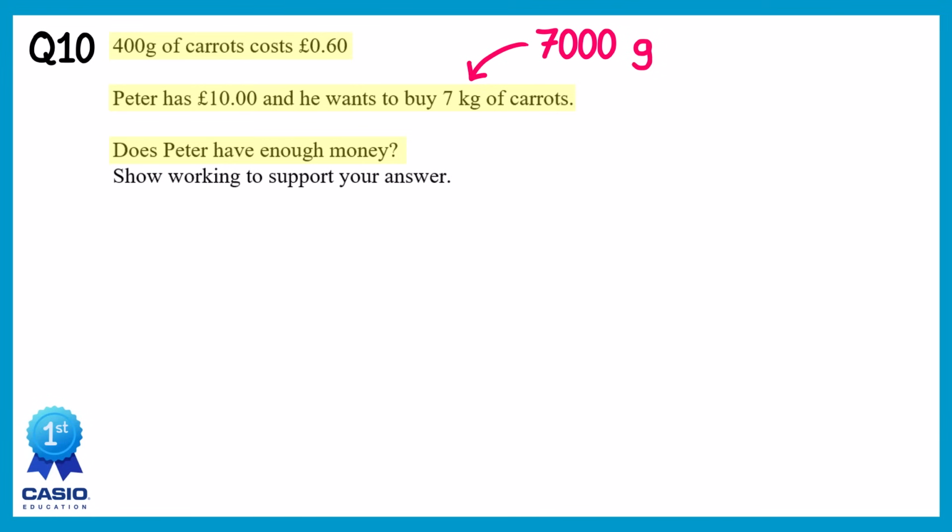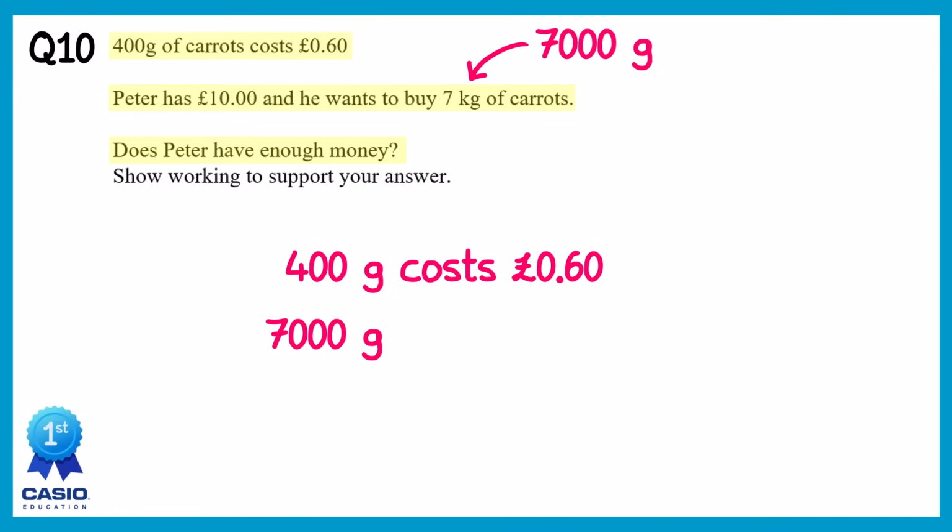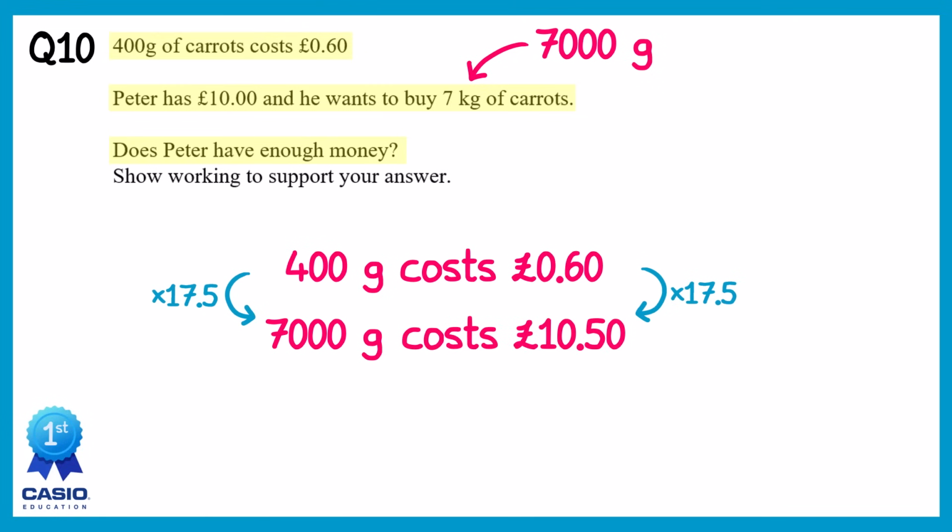So this question's saying that 400 grams cost 60 pence, and we want to know the cost of 7,000 grams. What we want to do is work out how many times we need 400 grams to get to 7,000 grams, so what would we multiply it by? We can work this out by doing 7,000 divided by 400, which is 17.5. So 400 times 17.5 will get us enough grams of carrots, so we just need to multiply the price by 17.5 as well. If you do 60 pence multiplied by 17.5, you get £10.50.